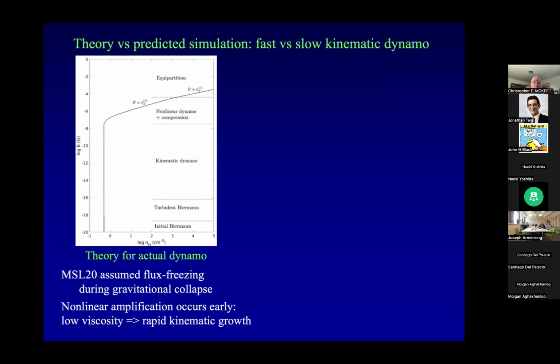And after that, in addition, because we're doing a star formation simulation, we have gravitational collapse. So the density increases. And we assumed that the field would go up like the density to the 2/3 until it reached equipartition. And once it's in equipartition, that says that B squared goes like the density. So B is n to the 1/2.